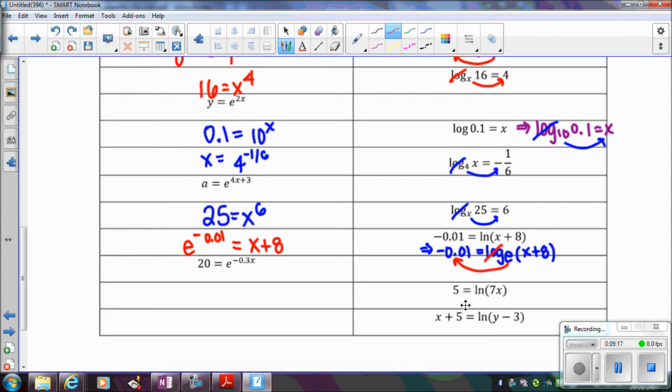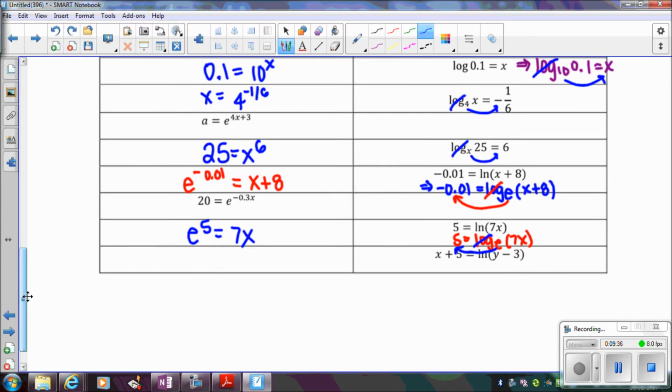So when I get to the next one, same thing. This is really log base e of 7x. So drop the log, swing the base. So it's going to be e to the fifth equals 7x. Last one.